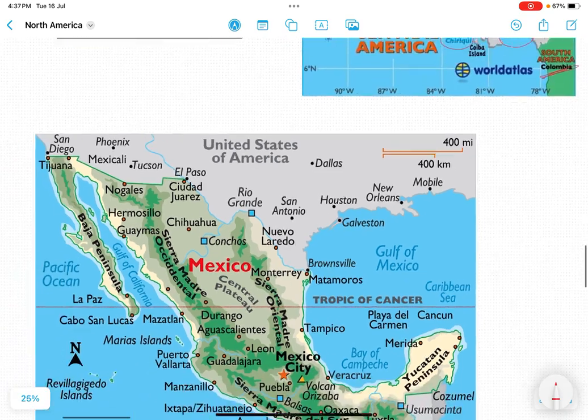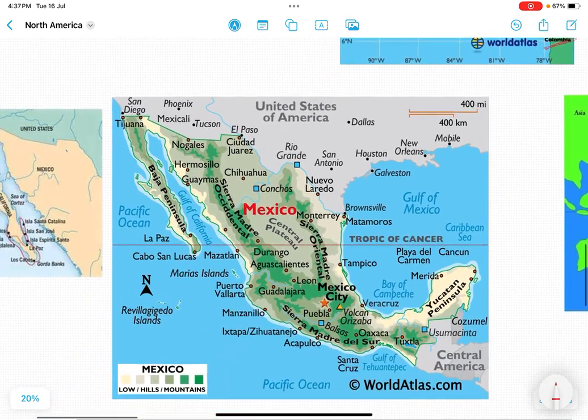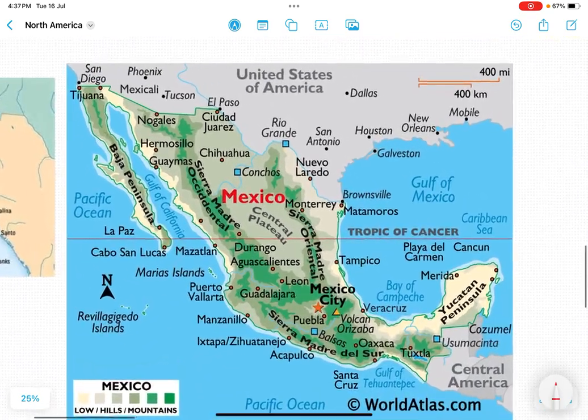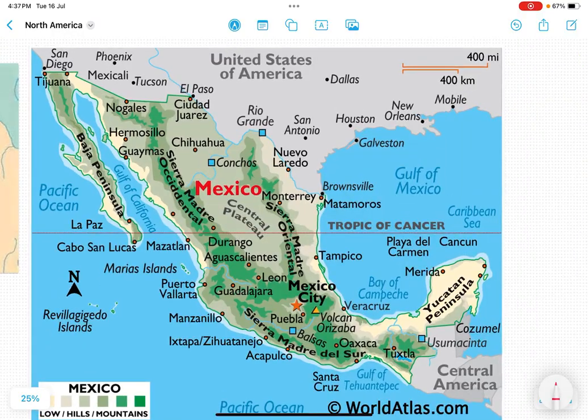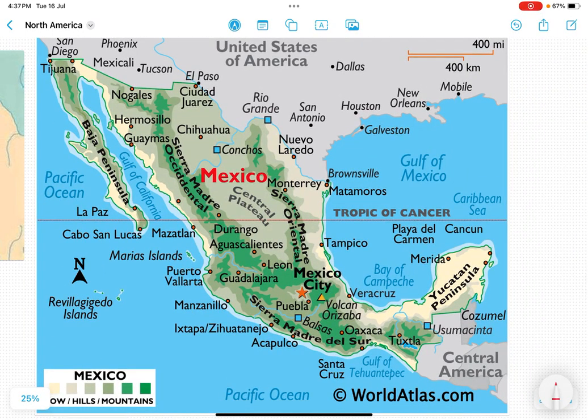Then we have to see Mexico as well. Mexico is an important part of North America. We need to see closely the Tropic of Cancer, which passes through right here. It crosses the Baja Peninsula. This is called the Baja Peninsula, this region in the Gulf of California. These are the Sierra Madre Occidental and these are the Sierra Madre Oriental, right? And this is the Sierra Madre del Sur.